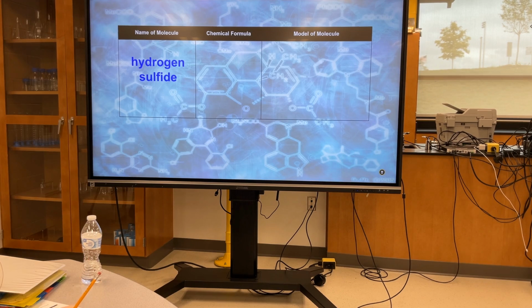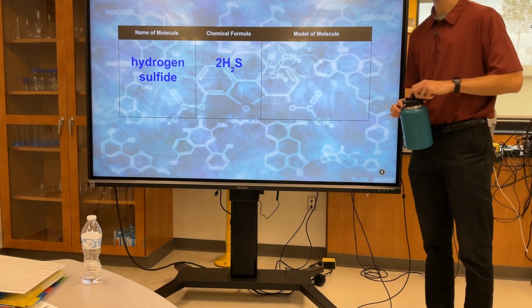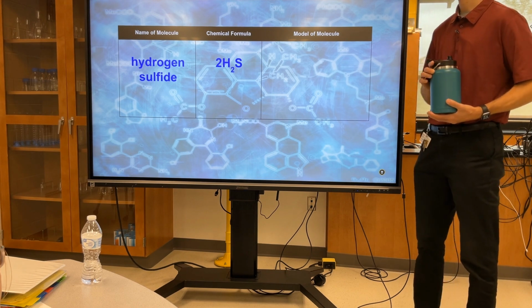The chemical formula is 2H2S. Now something changed here. Can anybody tell me what's different? Isabel, thanks for raising your hand. What can you see that's different? There's a 2 in front of the H instead of the S.